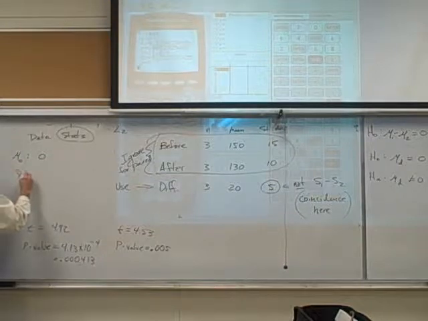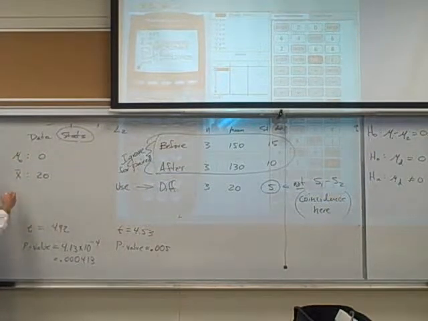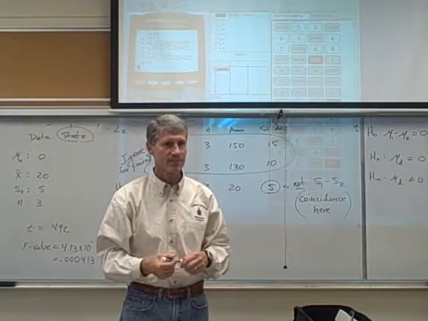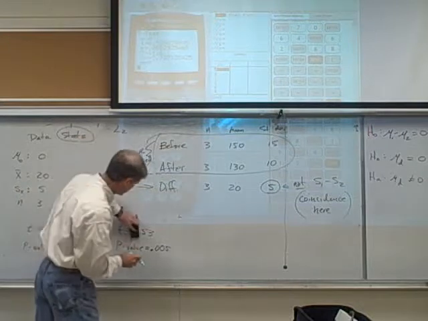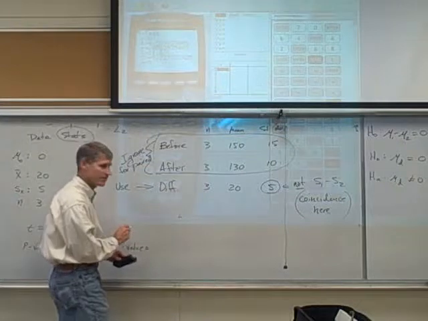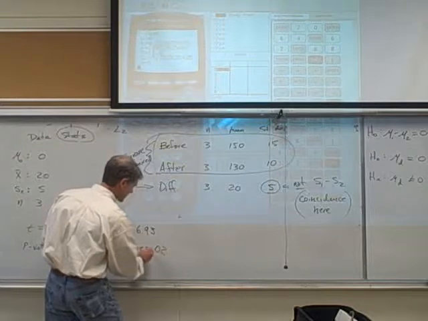Next thing it wants is x bar. What's x bar? 20. Don't use the ones up there where I said ignore. Sx is a 5, and n is a 3. There is no pooled question for a one sample problem, so then you just go down and hit calculate, and tell me what you get for a test statistic and a p-value. 6.93 and 0.02. 6.93? That seems huge, and 0.02 does not seem that small.